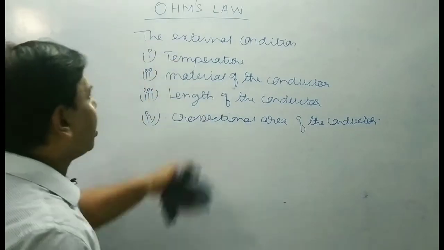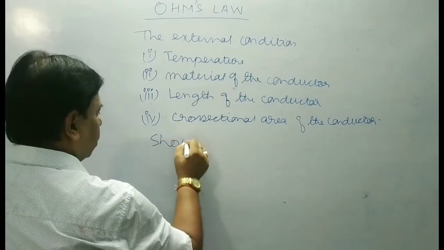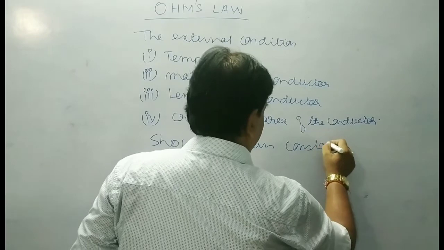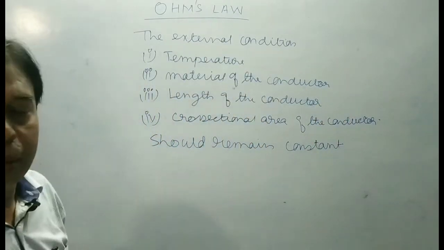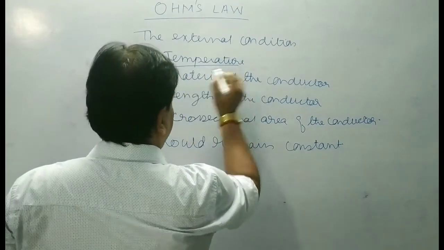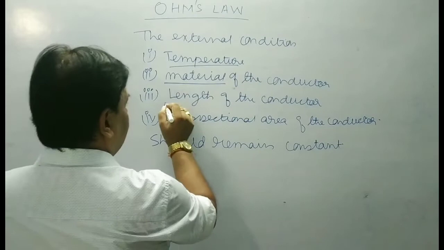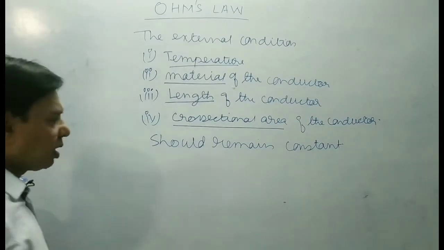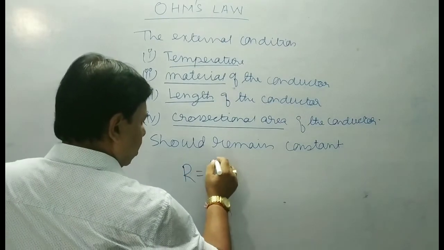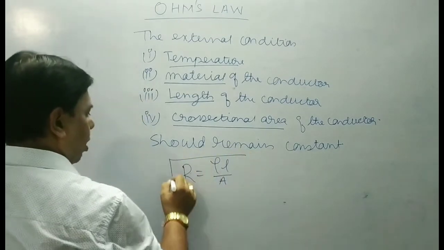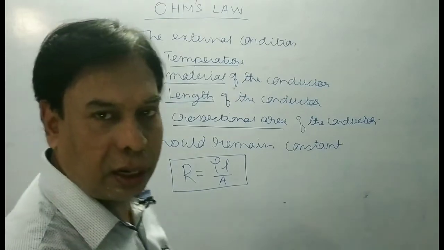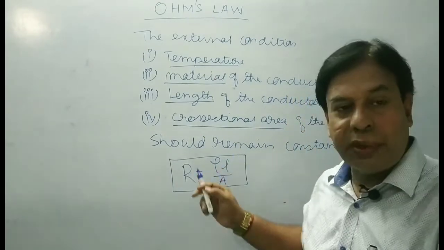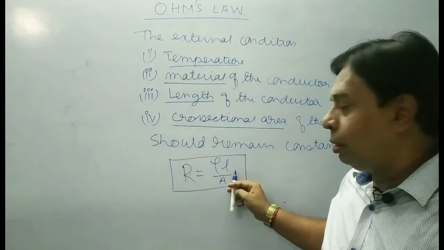So the external condition should remain constant. ये सदा ध्यान रखिएगा. पहली चीज, टेम्परेचर, मटेरियल, लेंथ, क्रॉस सेक्शनल एरिया. Because the resistance of the conductor, we have come to know, is rho L by A. Rho L by A कहने का मतलब है, देखिए, resistivity, और resistivity depends on temperature, that's why the word temperature, length, cross sectional area.